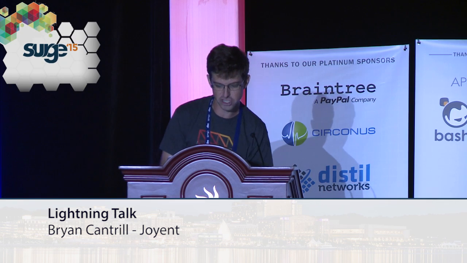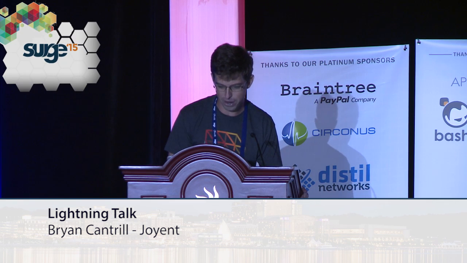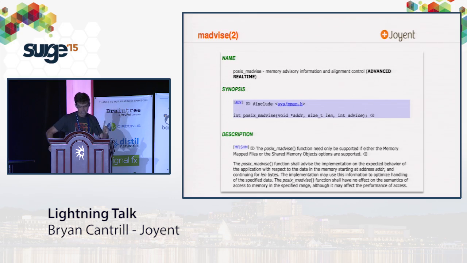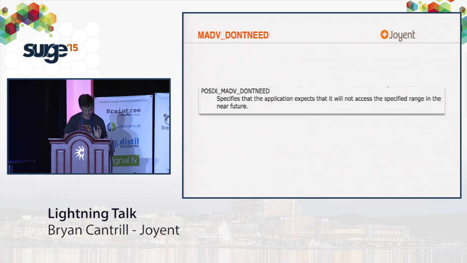I'm going to go back to my previous slide just for a moment, because I'm going to point out that this is advice. If you look at that last line, the POSIX madvise function shall have no effect on the semantics of access to memory in the specified range, although it may affect the performance of access. Fine. So MADV_DONTNEED is saying, I don't need it, but it's still mapped in. That's some advice.